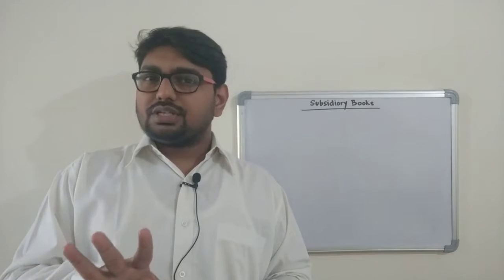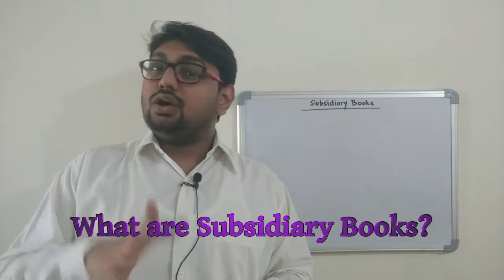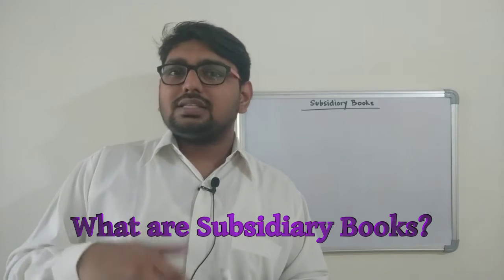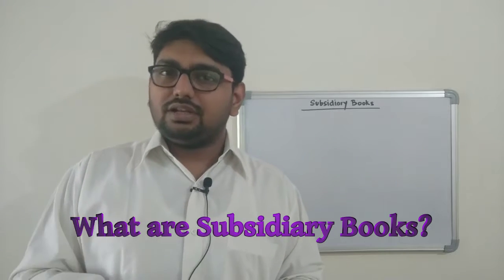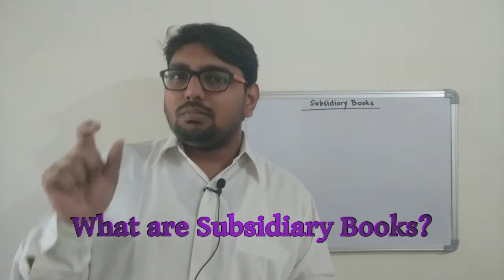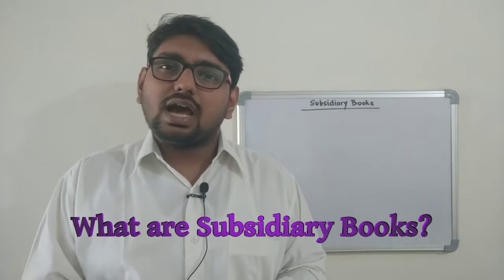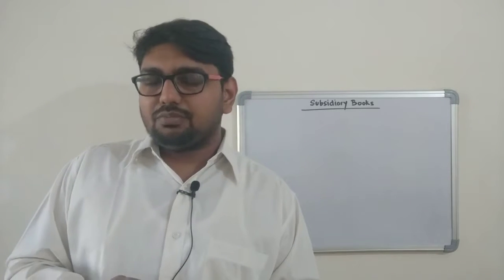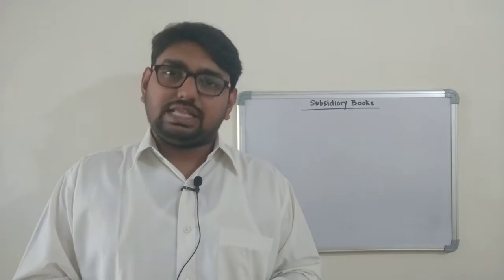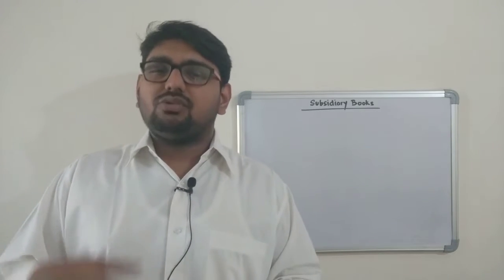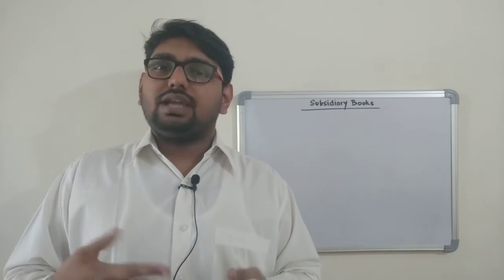So the first question that arises in my mind is, what do you mean by subsidiary books? Subsidiary books are the subdivisions of a journal. Whenever a journal is divided into various small books, those small books are called subsidiary books. The division of a journal into subsidiary books is based on the type of the transactions. For example, there are books like cash book, purchase book, sales return book, etc.